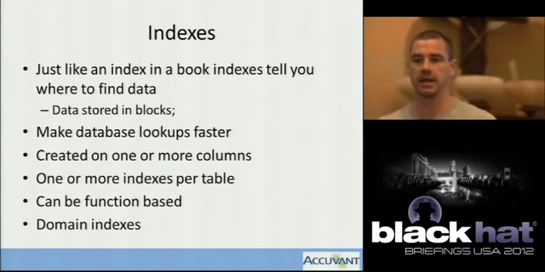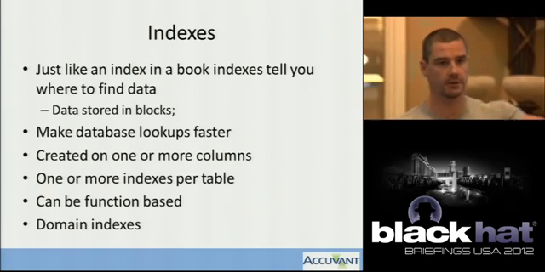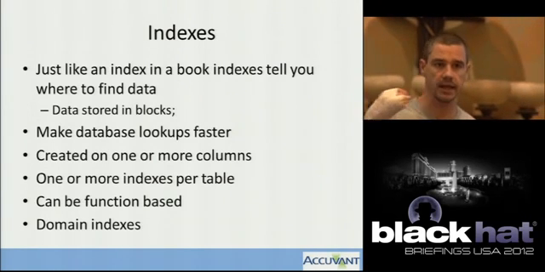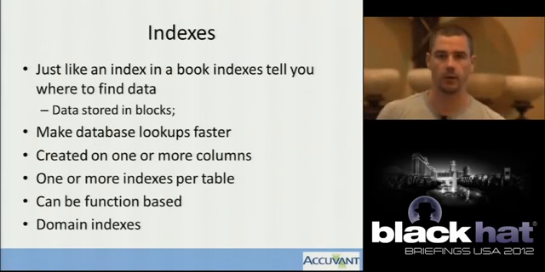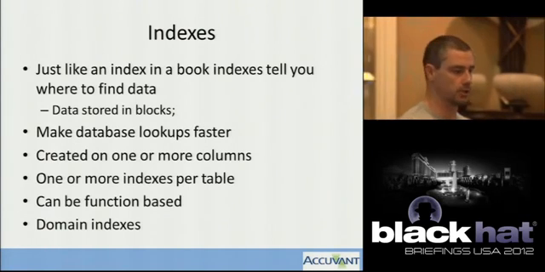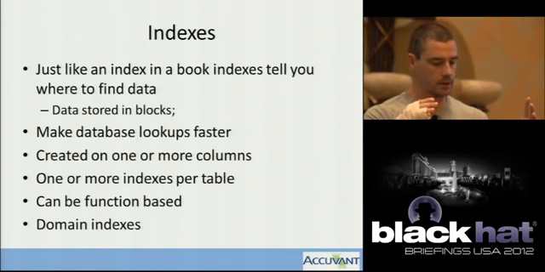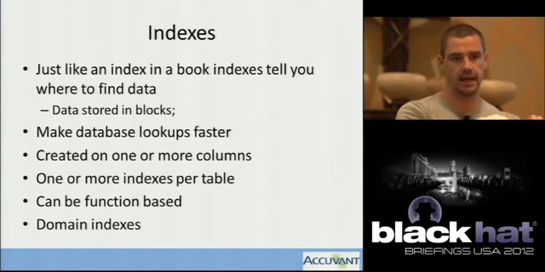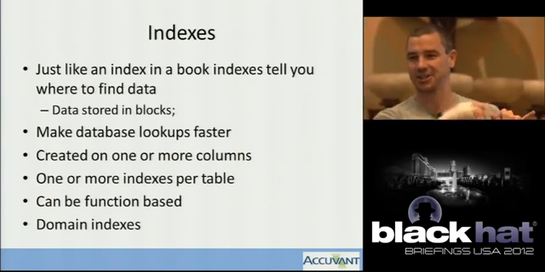If we didn't have an index and we wanted to search for David Litchfield, we would have to go through every single block of data looking to see if the David Litchfield record exists in that one. If not, move to the next block, and so on. What an index will do is split those up into an order, so that, say, A to M can be found over here, and N to Z can be found over here.